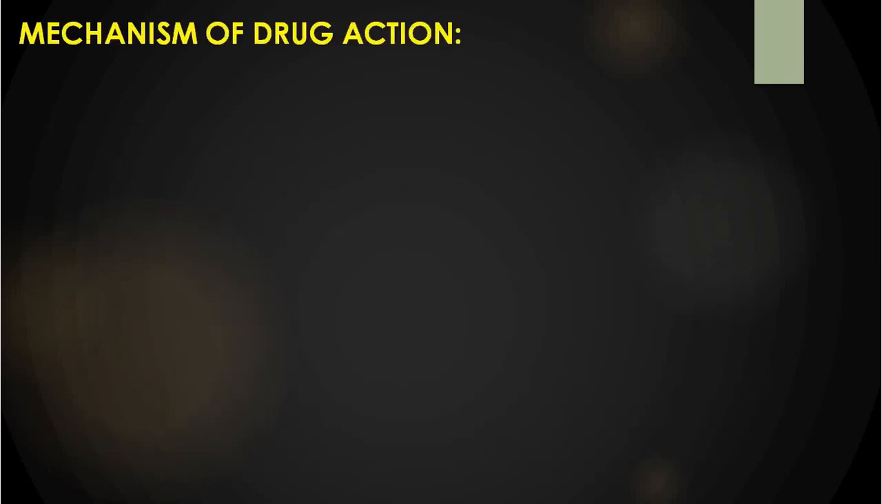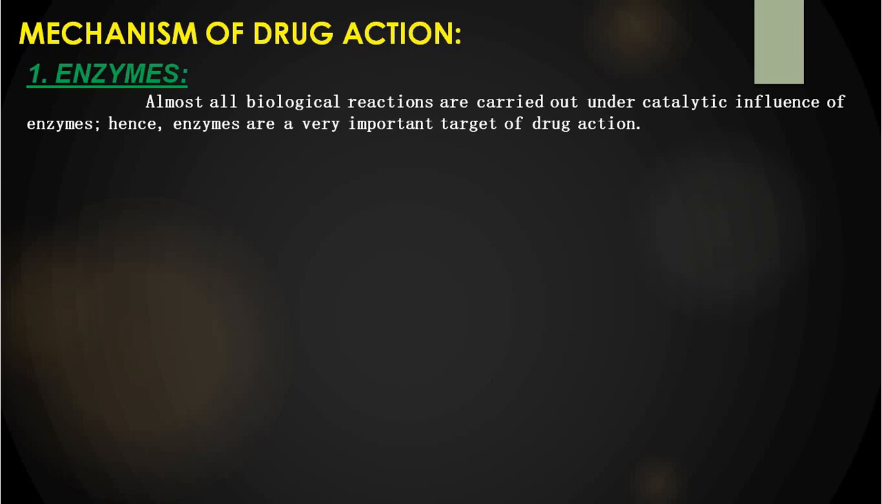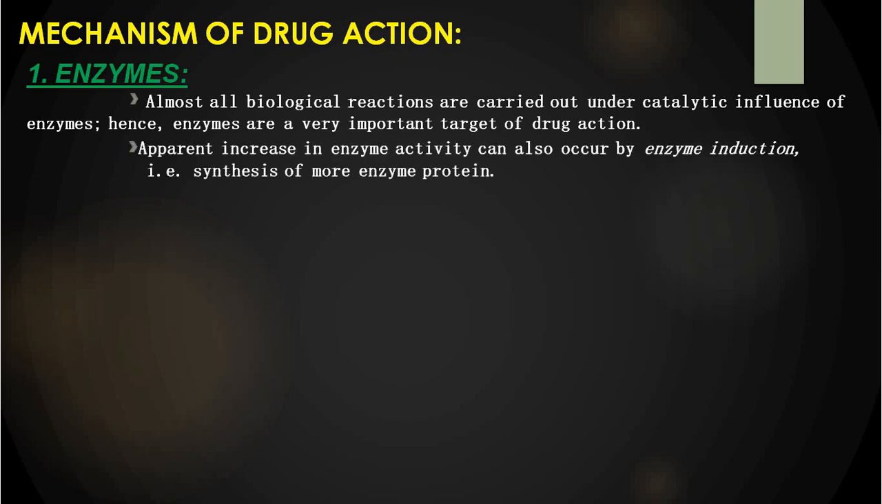Mechanism of drug action. Enzymes, they are very important site for the action of drug. जैसे कि हमें पता है बहुत सारी biological activities in presence of enzyme होती है, जहाँ पे enzyme as a catalyst काम करता है. Therefore, drug interacts with the enzyme to produce desired effect. Apparent increase in enzymatic activity can also occur by enzyme induction, that is synthesis of more enzyme proteins. Inhibition of enzyme is more common mode of drug action.